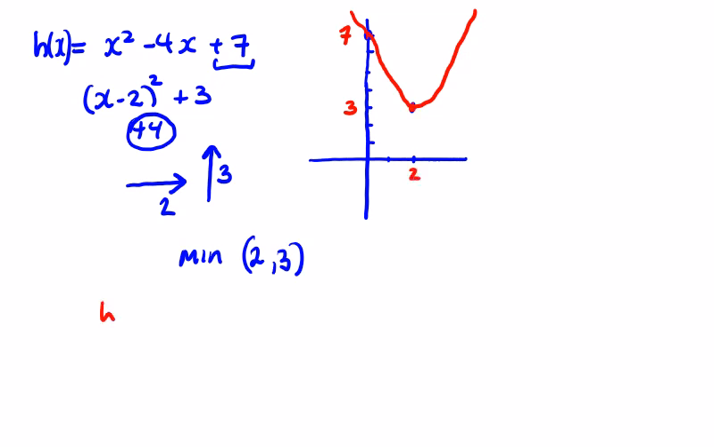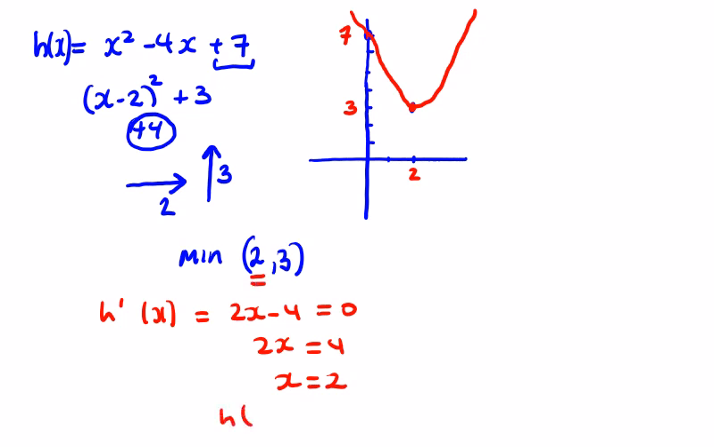Let's just check that min point. h prime x is equal to 2x minus 4. Let that equal 0. 2x equals 4. x equals 2. We have that. h of 2 is calculator use, so you don't do what I do and make mistakes. 2 squared minus 4 times 2 plus 7. If you type into your calculator, you're going to get 11 minus 8. Calculator will do it for you. 3. So you can see the minimum point is 2, 3.